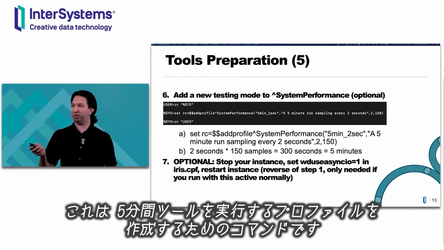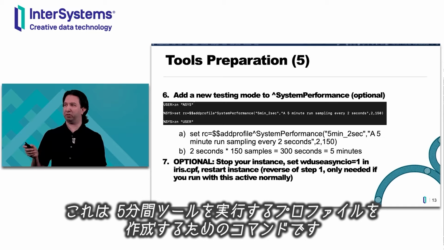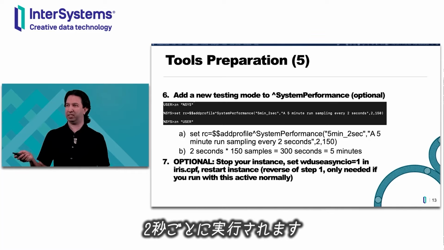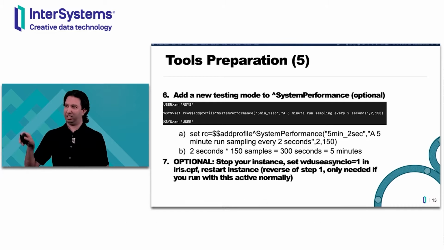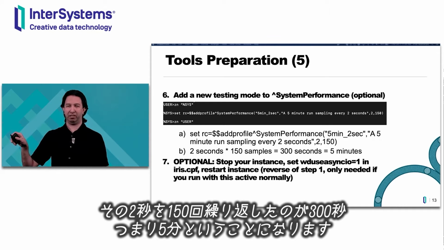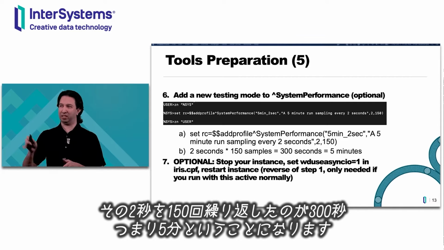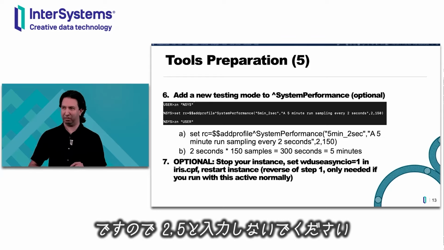Here's the command to run to create a profile for a 5-minute run, sampling every 2 seconds. And you can see that the 2 is an argument, but the 5 minutes is not. It's 2 seconds times 150 iterations of that 2 seconds, which is 300 seconds or 5 minutes. So don't try to put in like 2,5.